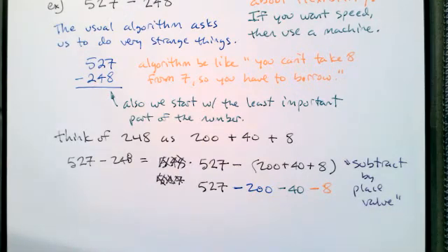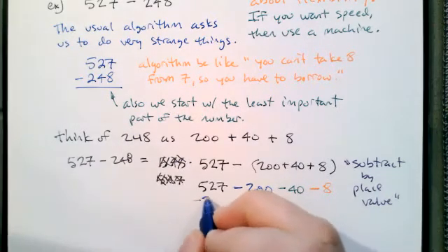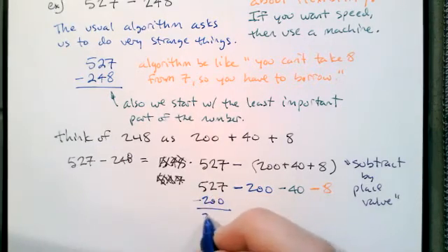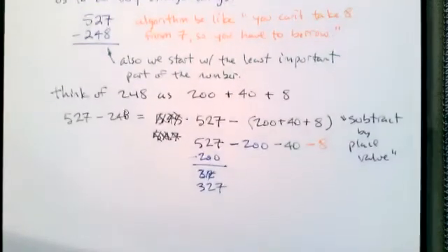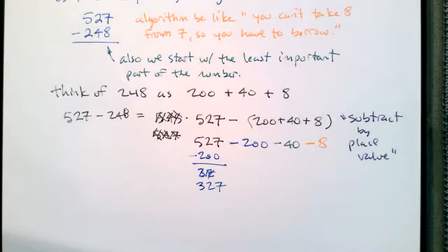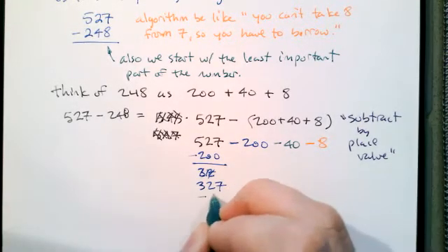So instead of trying to subtract all these things together, just do 527 and just do it in parts. Minus 200 is 327. 327, because that was really easy. 5 minus 2 is 3. 27 minus nothing is 27. Then we'll go through and subtract the 40.